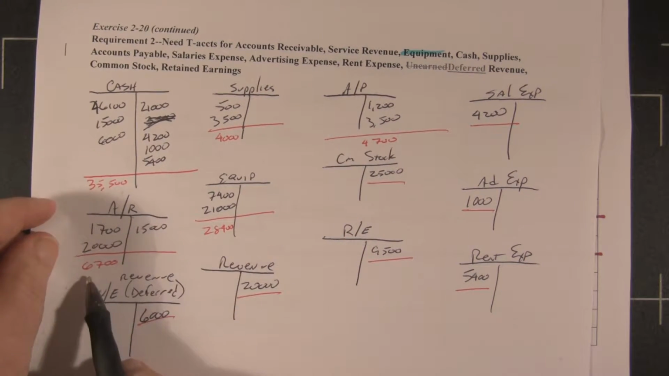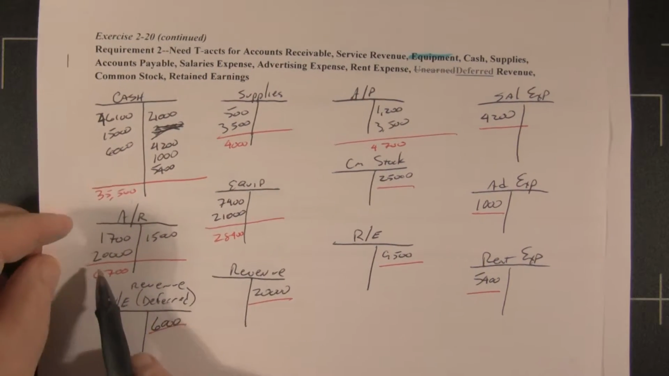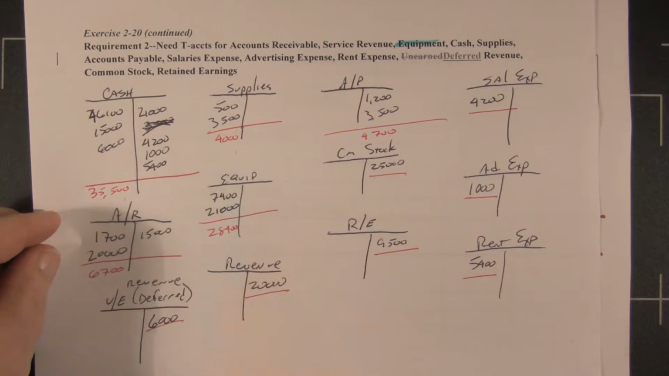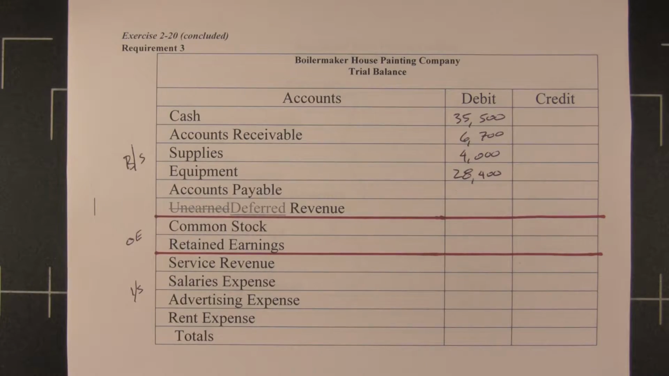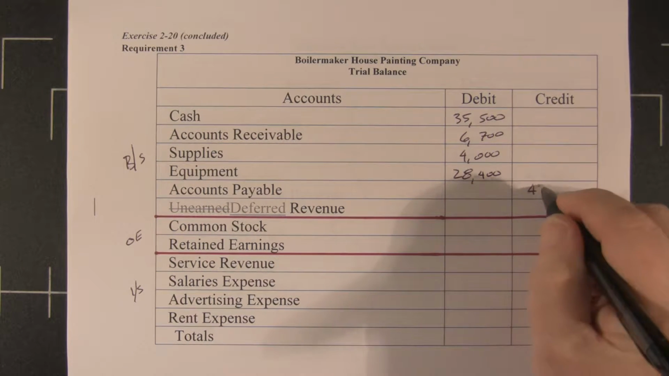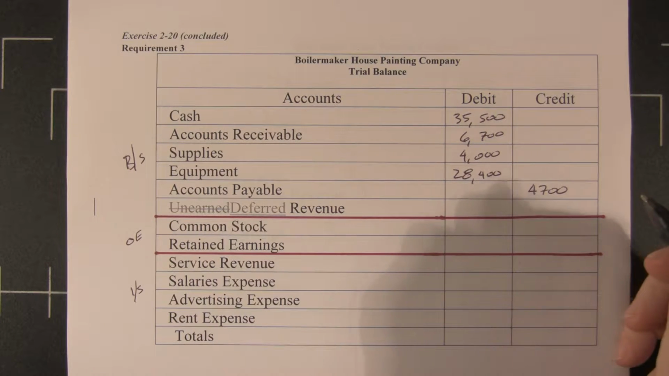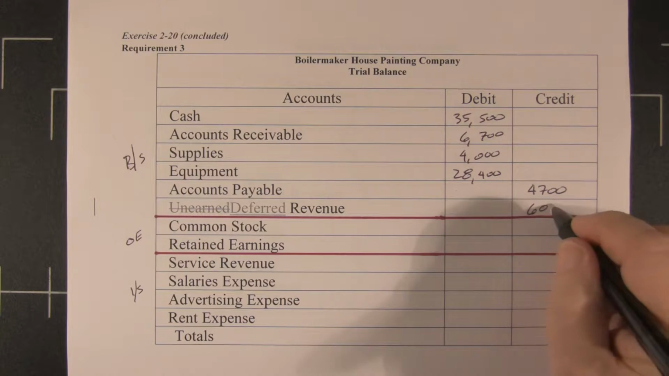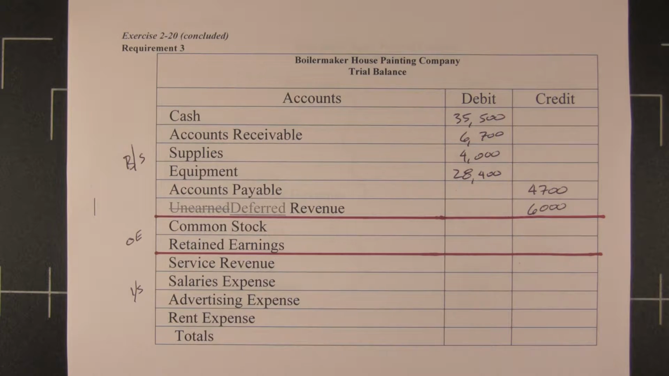There's cash, accounts receivable, equipment, and supplies. Where's supplies? There's supplies. Now we have accounts payable and unearned revenue or deferred revenue. They both carry a credit balance because they're liabilities. So we have accounts payable of 47 and deferred revenue, unearned revenue, a liability of 6,000.